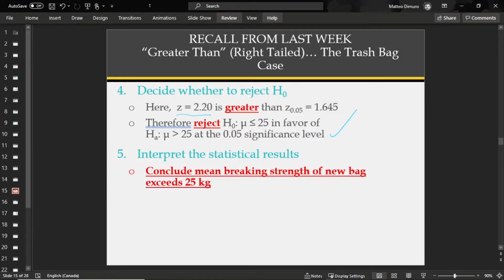We can't actually say that the breaking strength is 25 point whatever they found, whatever it is, 25.75 or something. All we can say is that based on this data and this alpha value, the breaking load exceeds 25. Very important. Okay, so that's how we did this last week.